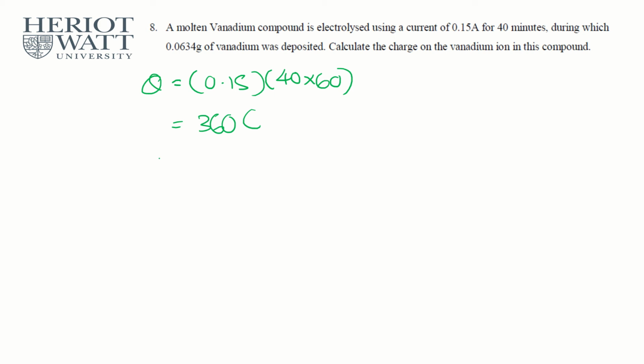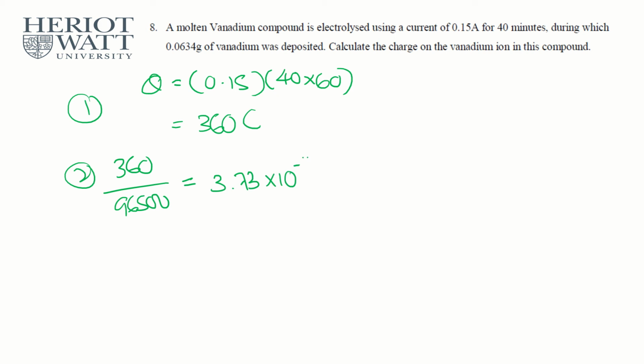I get the charge, I can calculate the mole of electrons. So 360, now step 1. Step 2, 360 divided by 96500, always divided by the Faraday constant. You will get the mole of electrons. So the mole of electrons is 3.73 times 10 to the power negative 3 moles of electrons. So this is the mole of electrons needed to deposit all the vanadium ions into solid, right? Okay, what else we can do here?